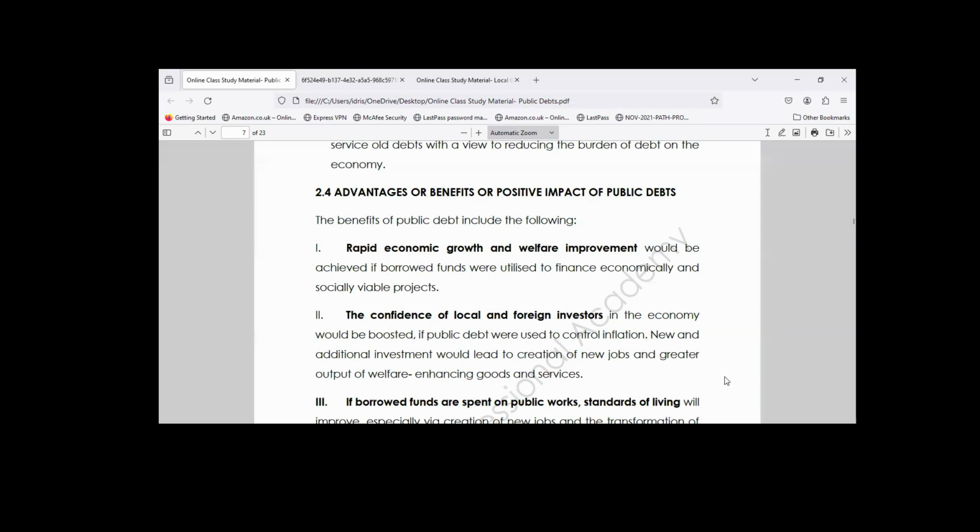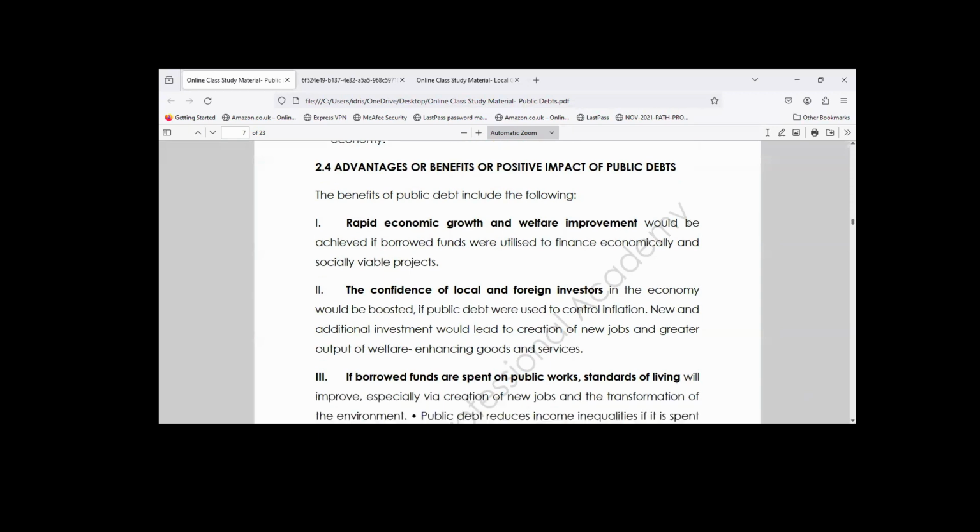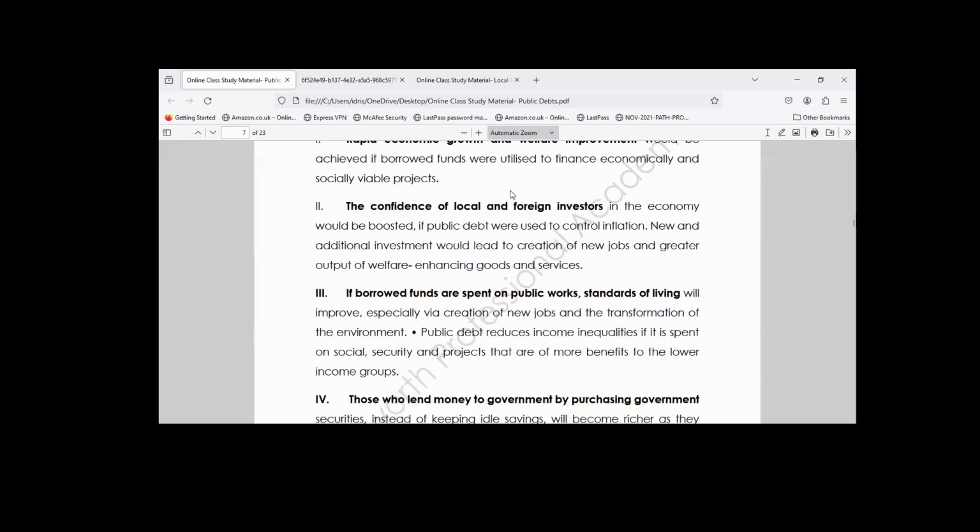Another one, to attract foreign investors or local investors. Confidence of foreign investors. If government borrowed, it's going to give more confidence to foreign investors. By the time government borrowed to do more roads, provide electricity, provide security, more foreign investors will come into Nigeria to come and invest, to come and establish business. So confidence of local and foreign investors is also key.